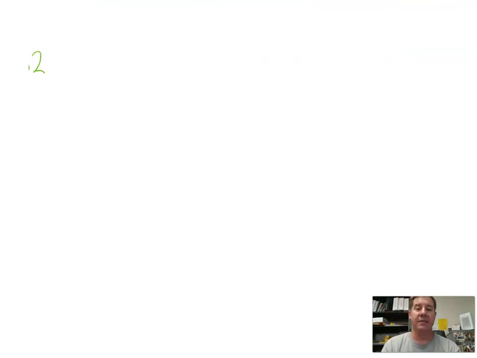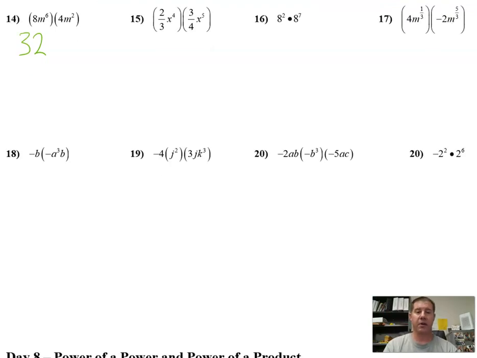m to the 6 times m squared. Sorry, all that just disappeared on me, but I think we're back. 8 times 4, the coefficients are 32. M to the 6 times m squared. Again, those bases now, m's are the bases, so the base is going to stay the same, and we're just going to add the exponents.